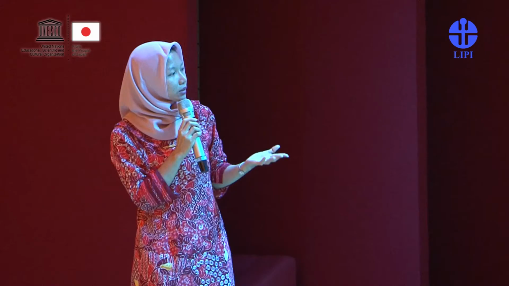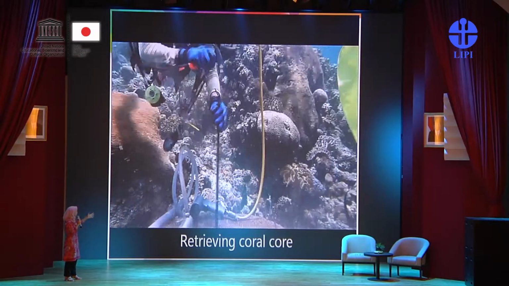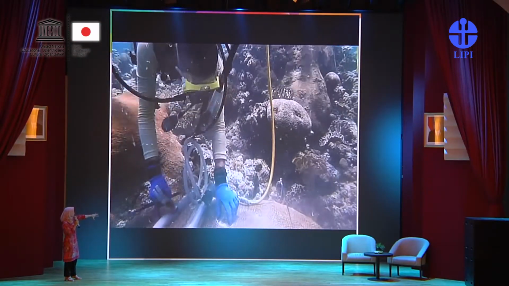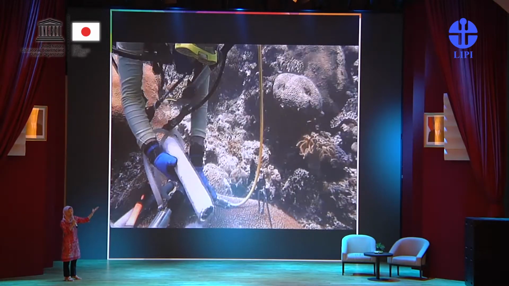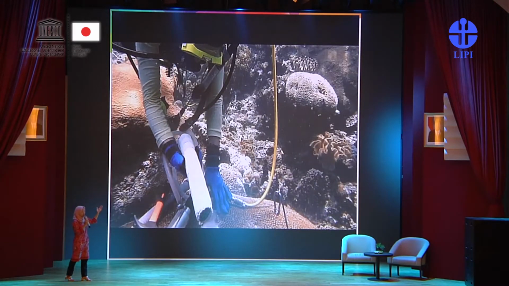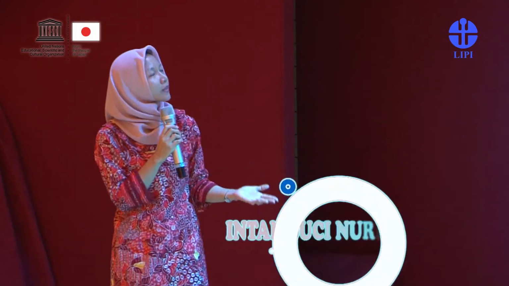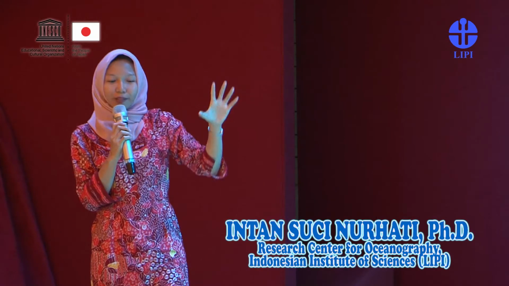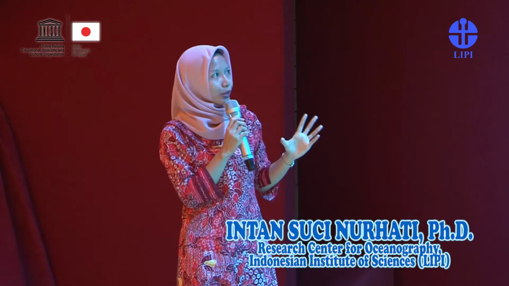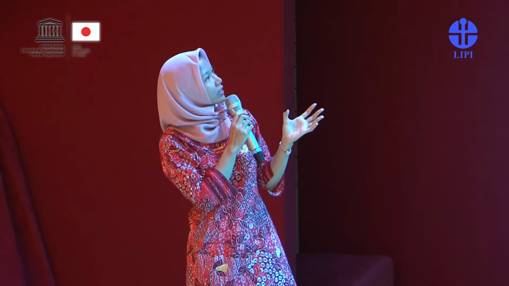So if you click, this is basically how the process looks. We find big corals, and you drill it, and then you have to retrieve the core, and voila, that's our record. That's our history book of our ocean. Okay, now we have these materials. What do we do with them? What we do is we measure chemical things that are embedded in this.